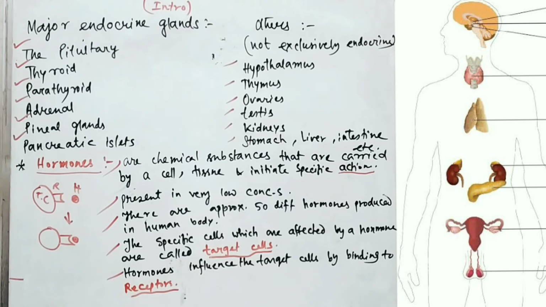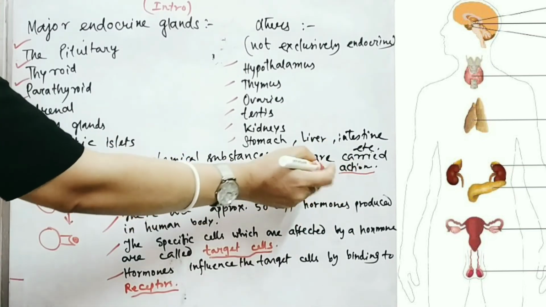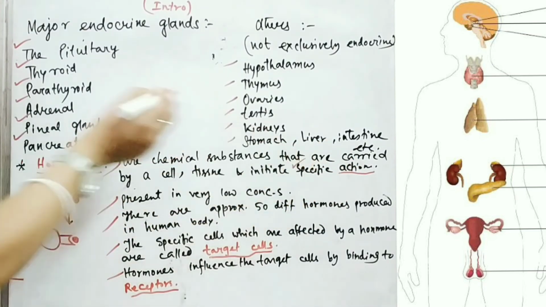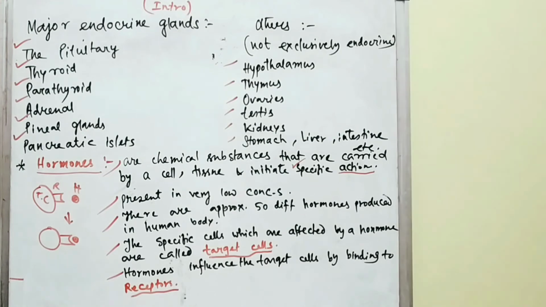Each and every hormone has its specificity, which lies in its characteristics. The hormone will bind with specific receptors and initiate its specific action. The word specific is very important: the hormone will act specifically with the particular cell.